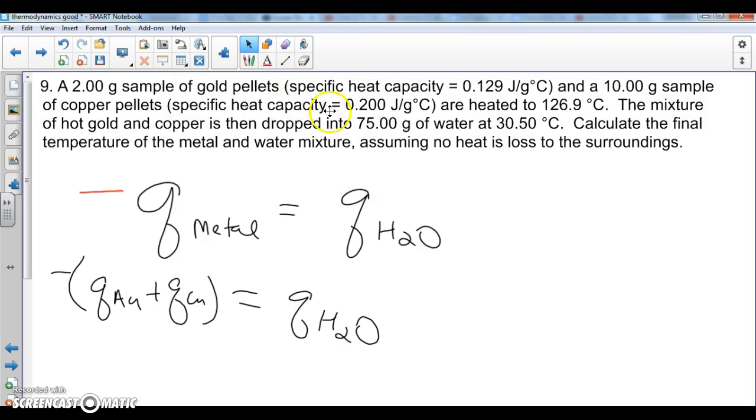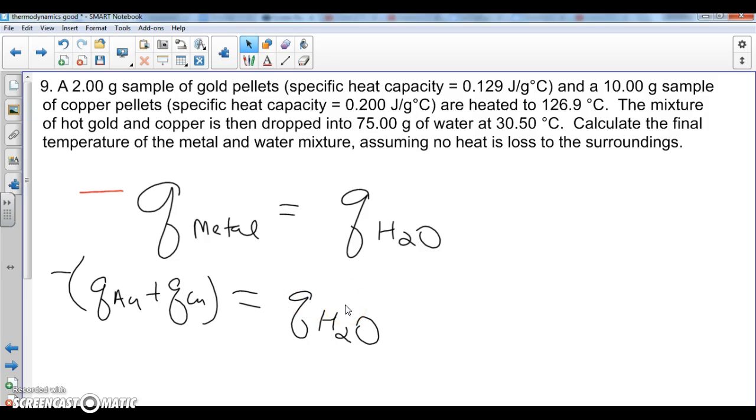So if I look through here, I see that I have a mixture of metals that start out at 126.9 degrees Celsius. So that's why that side's negative. But I don't have one metal, I have two metals. I have gold and I have copper. So I'm going to say negative, parentheses, the Q of gold plus the Q of copper equals Q of water.